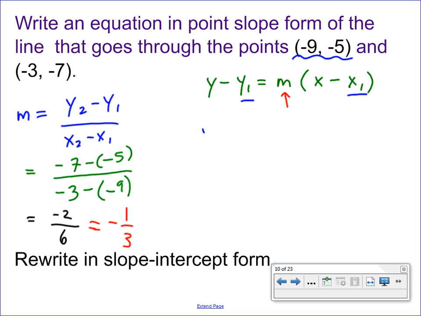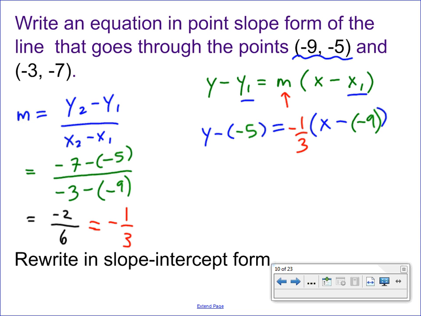So y minus negative 5 equals m times quantity x minus, and we'll use negative 5 for the y coordinate, negative 9 for the x coordinate. And what am I going to use for m, Adam? Negative 1/3, right? There's my slope that we already calculated. That's it. That is point slope form.